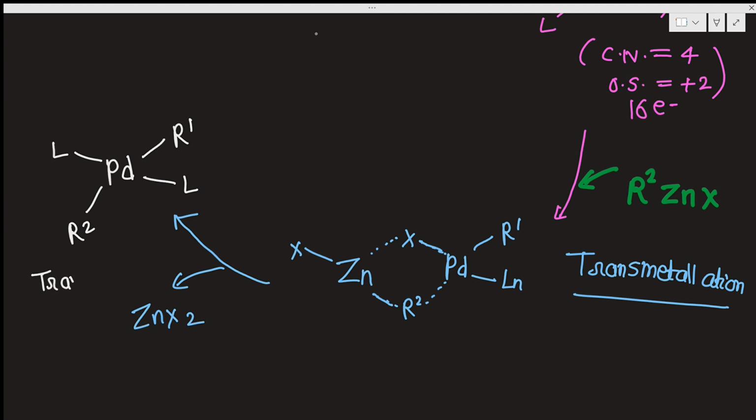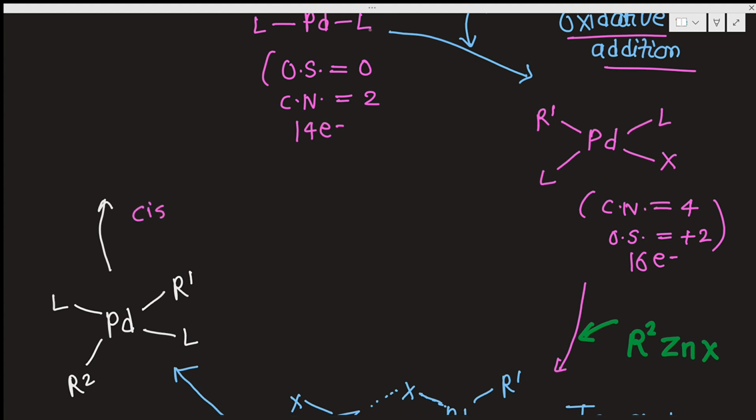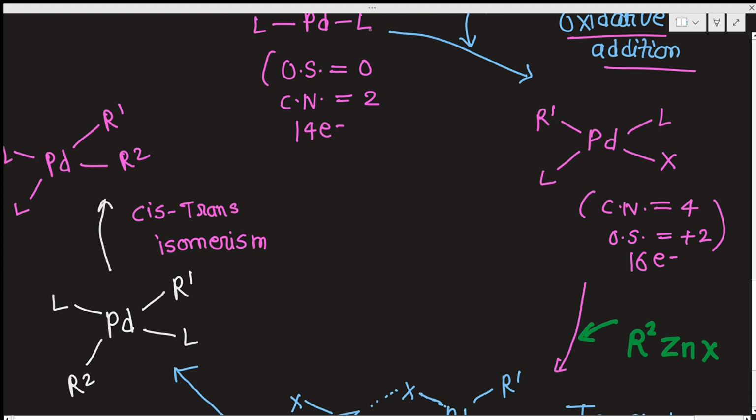This is a trans structure, and in a trans structure, reductive elimination is not possible because the two groups that want to leave are trans to each other, so they cannot form a bond. So there will be cis-trans isomerism. Okay, so the next step that you are seeing here is the cis-trans isomerism. As a result of this, you now get a cis type of compound. R1 is here, R2 is here, this is L and this is L in this manner. Now it can undergo the reductive elimination.